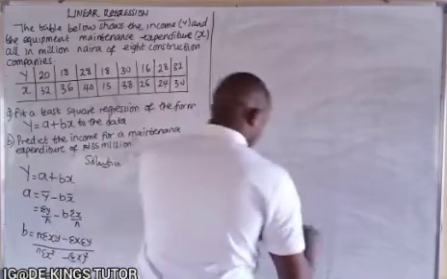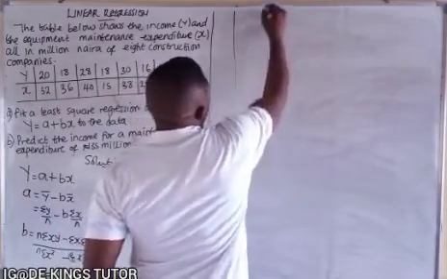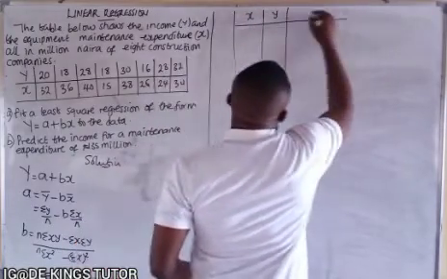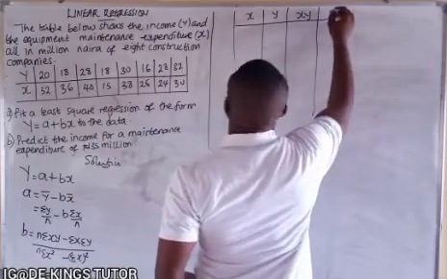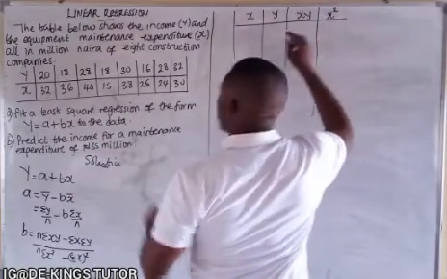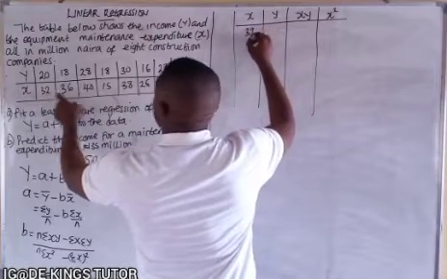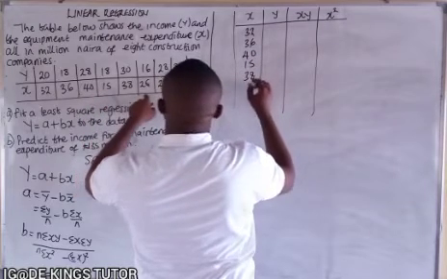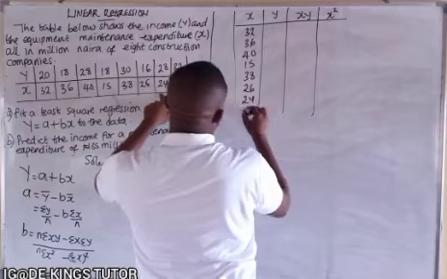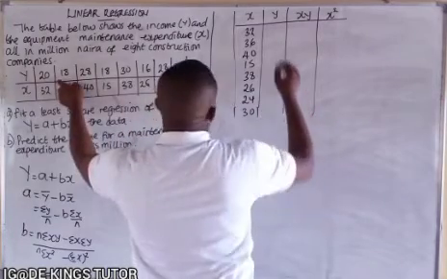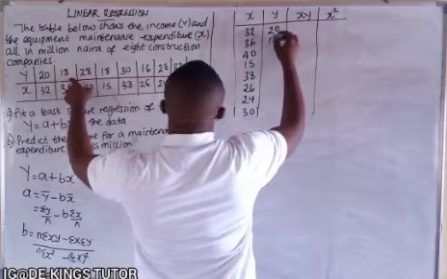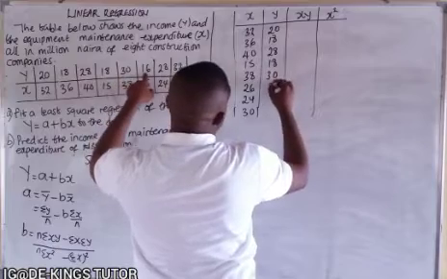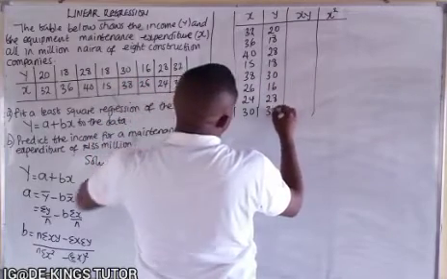we'll create a table first. And that table we have something like this. This is x, this is y, this is xy, this is x squared. So our x is 32, 36, 40, 15, 38, 26, 24, 30. Okay, and y is 20, 18, 28, 18, 30, 16, 28, 32.